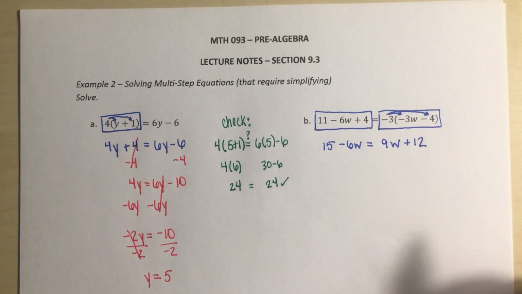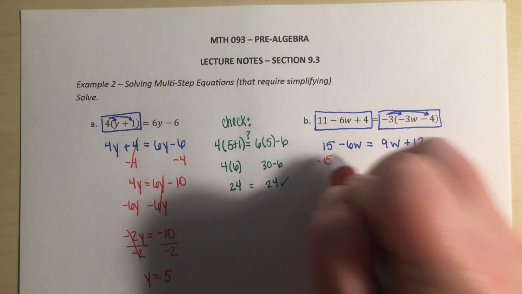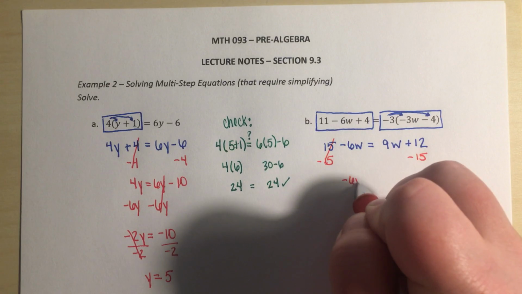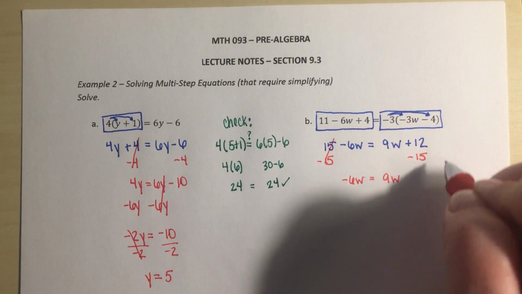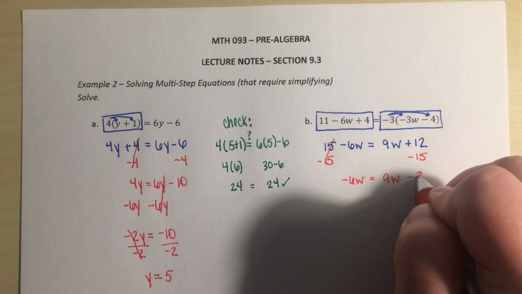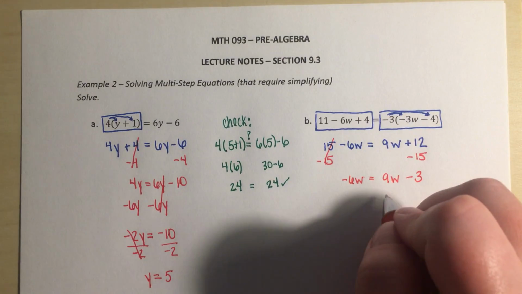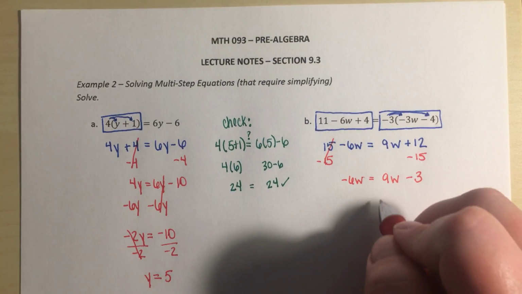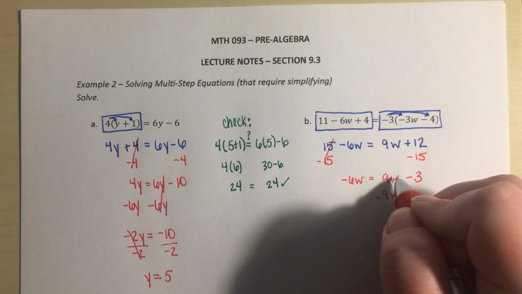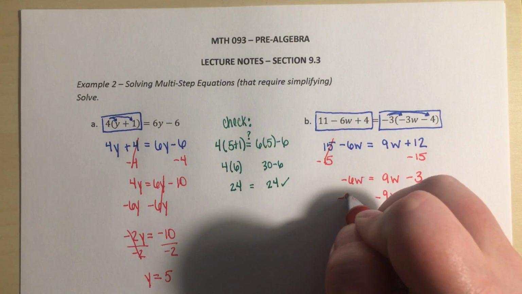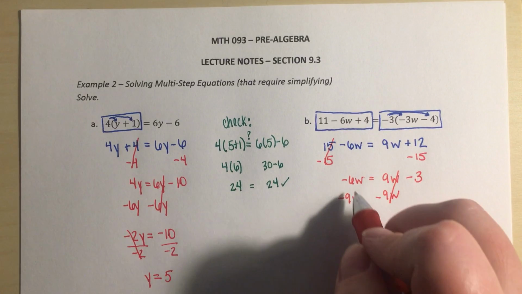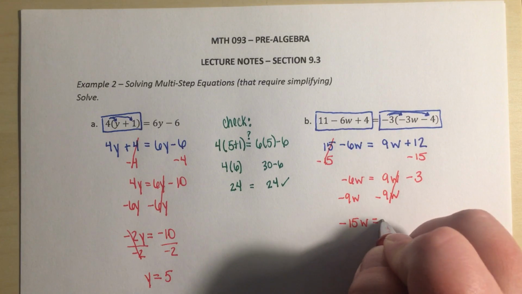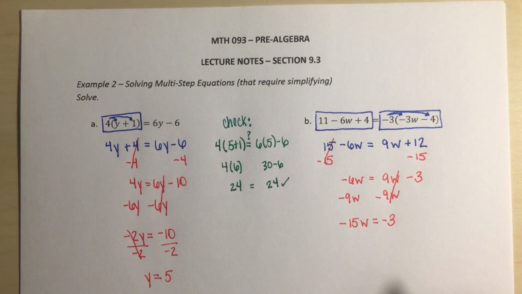Now we're going to start moving stuff around. Get rid of the number on the left. Subtract 15 from both sides. Negative 6w equals 9w. Positive 12 minus 15, different signs, so we subtract, we get negative 3. And then here we are going to get rid of our positive 9w by subtracting 9w. Negative 6w, negative 9w, negative 15w equals negative 3.